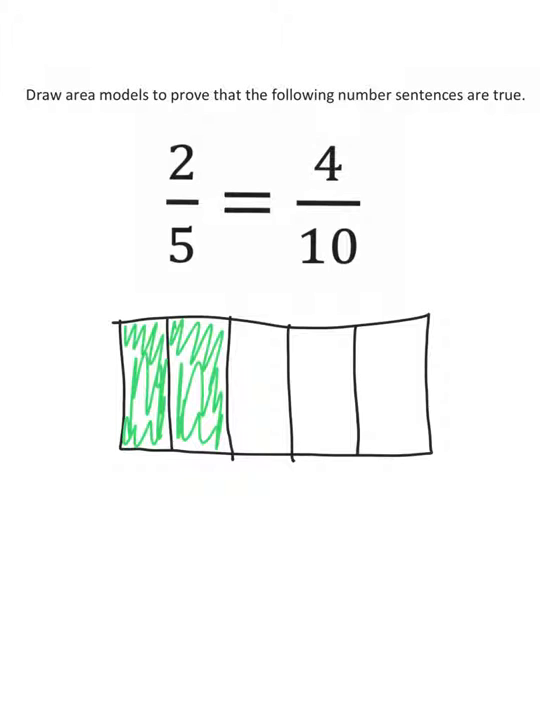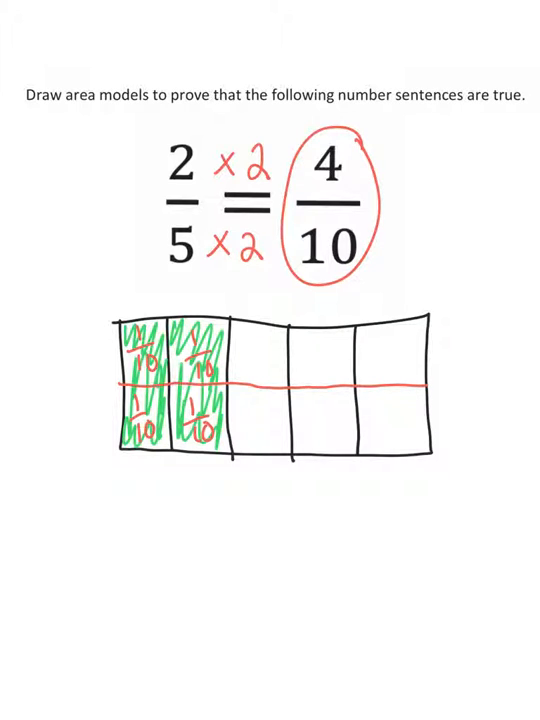And we're going to do that by cutting this in half. And once we cut it in half, we've now made 2 rows. And since we're making 2 rows, that means we multiplied the denominator and the numerator by 2 to get 4/10. Does that make sense? Yes, because look, here it becomes 1/10, 1/10, 1/10, and 1/10. So that means we have 4/10. So this number sentence is true.